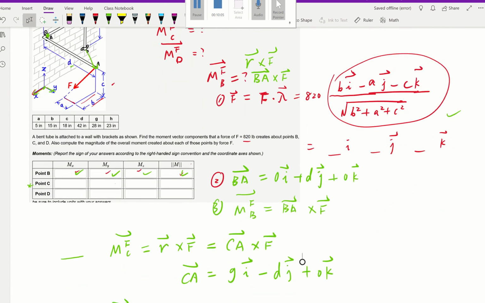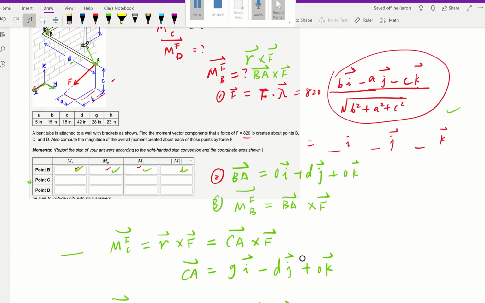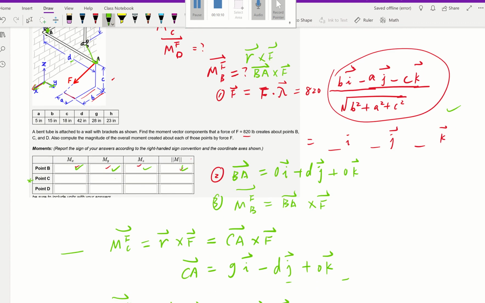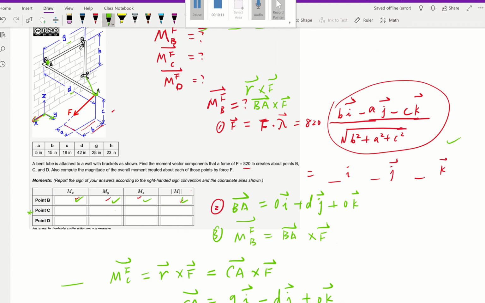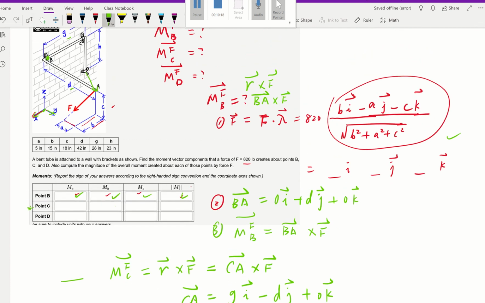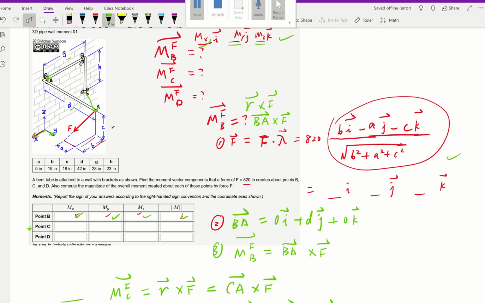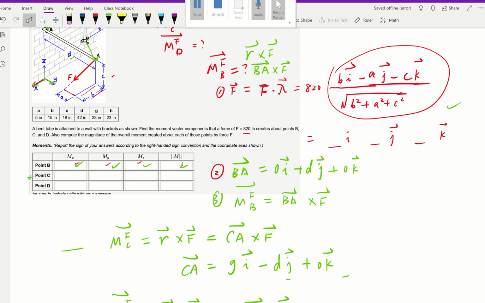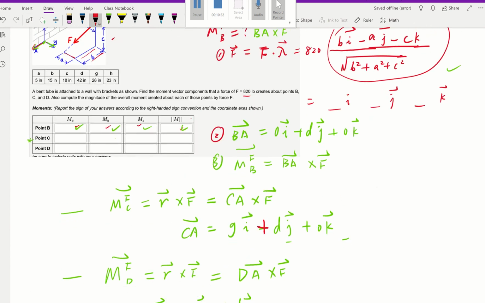Oh, now I'm just looking at this. I might have made a mistake in terms of CA here. For the J term, CA is going to be A minus C, right? So it's A minus C. A is actually ahead of C in terms of the Y direction. How much ahead? D. So this is going to be equal to positive there. Just like what we have over here.